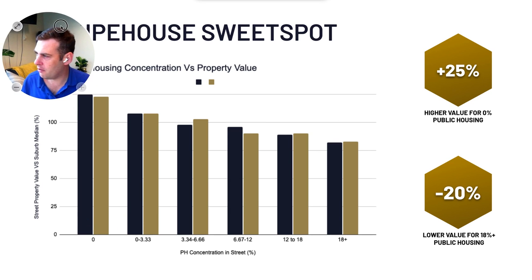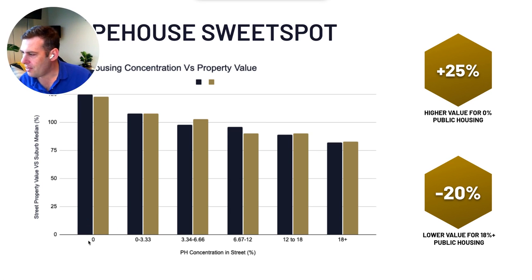What this is showing us is when there is 0% public housing in the street, you would expect to pay, for the blue, we're in the capital cities, and for the gold, we're in the inner regional areas. So when there's 0% public housing in the street, you would expect to pay 125% of the suburb median, 25% above the suburb median for properties in those street areas.